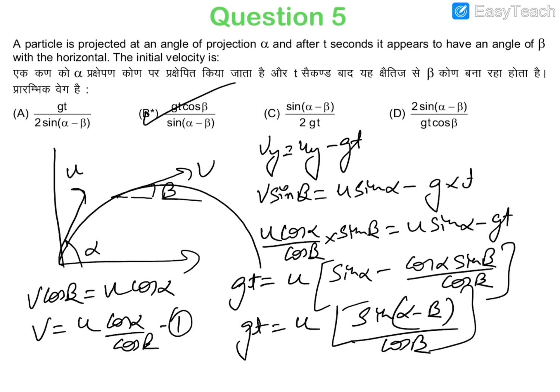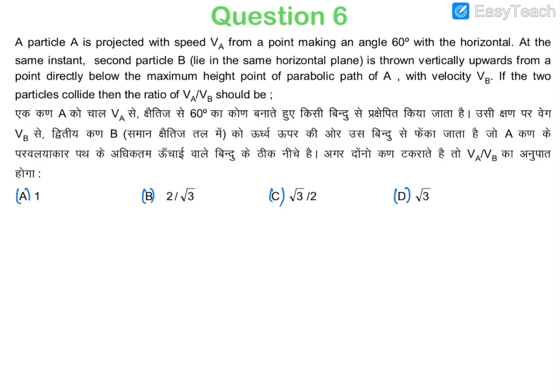Now we move on the next question. In this question there is a particle that is projected with a speed Va from a point making an angle of 60 degree with the horizontal. At same instant, second particle which is in the same horizontal plane is thrown vertically upward from a point directly below the maximum height of the parabolic path of A and with velocity Vb. If the two particles collide, then what should be the ratio of Va upon Vb?